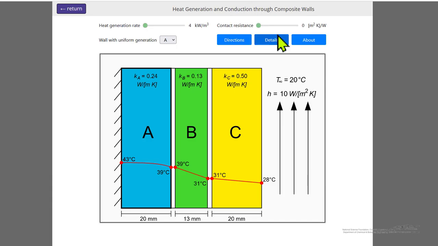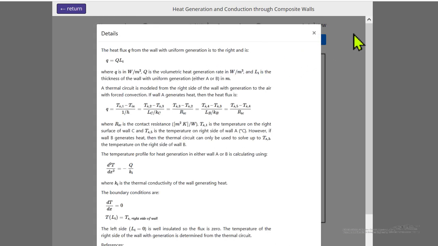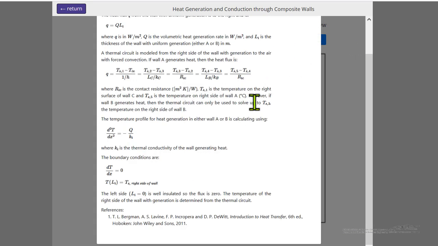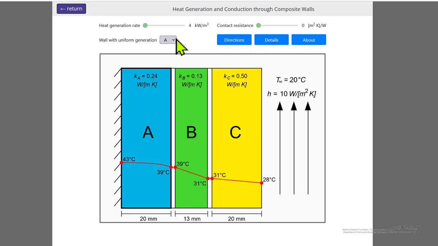Here's the simulation. The details show the equations used to generate the curves. And in this case, we picked wall A, then you notice this is not linear. We're generating heat here. It's flowing to the right since the left side is insulated. Right now I have no contact resistance, and we've magnified the thickness of the space between the walls. This is really just the thickness joining 2 walls together, but just to be able to see the change.